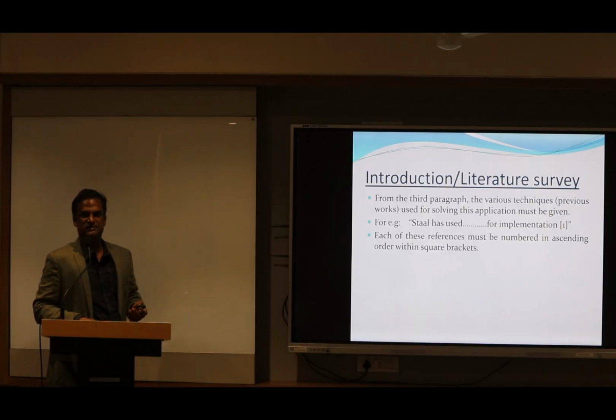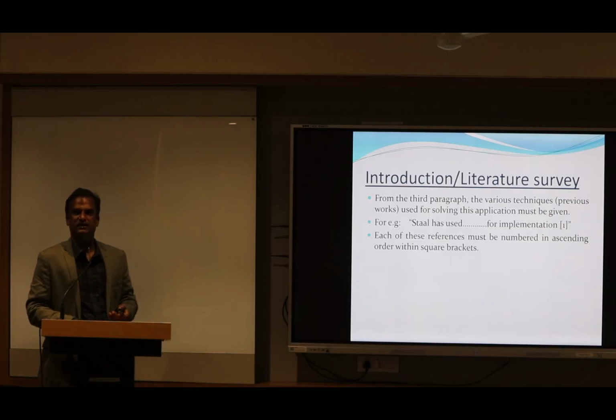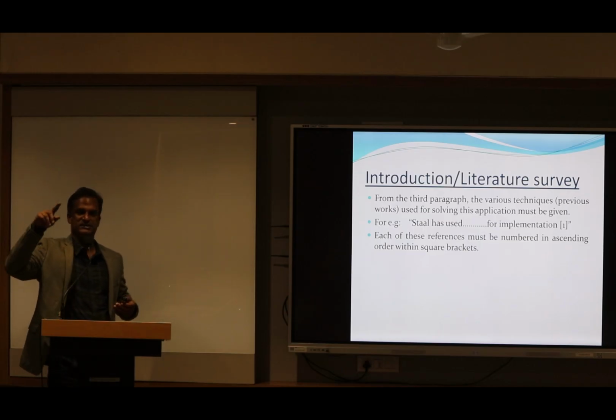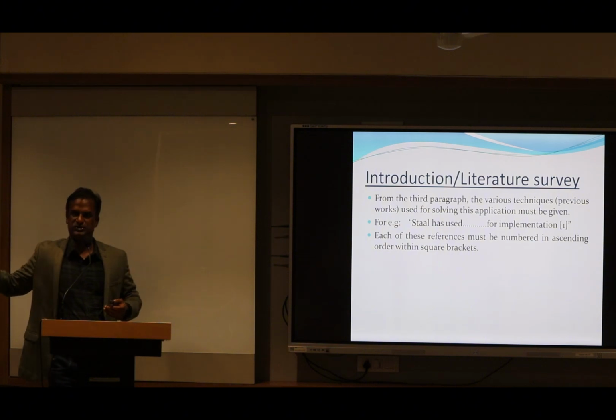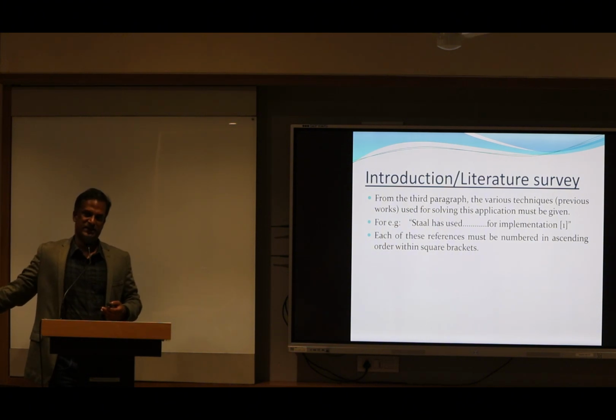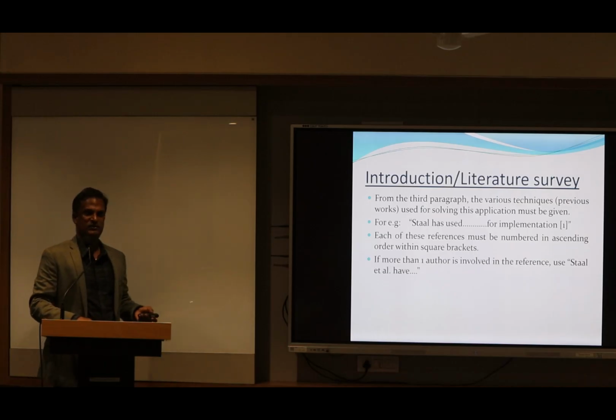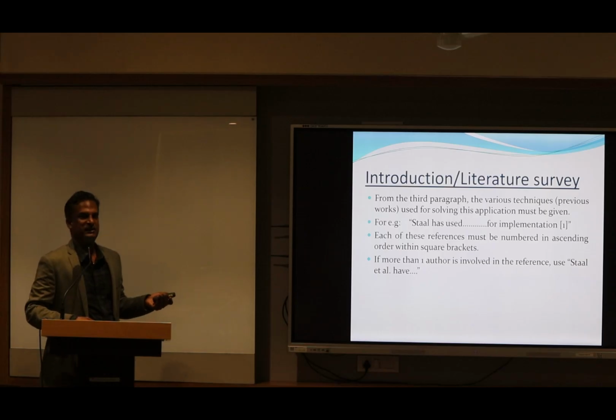Each of these references must be numbered in ascending order. Don't confuse. When you give a number in a square bracket, 1, 2, 3, 4 should be arranged sequentially. The same way when you go for your reference section also. You know this. If more than one author is there, you should use et al. Okay?